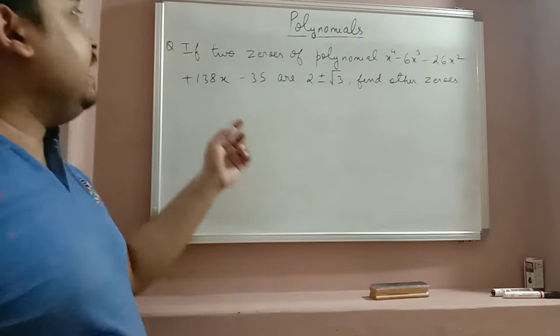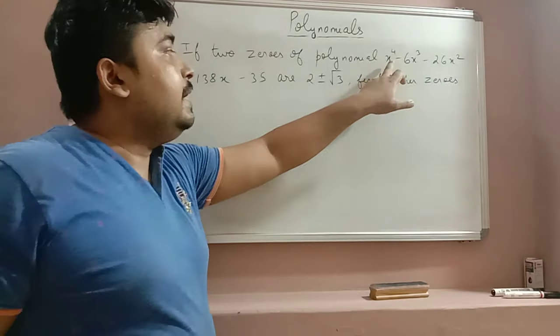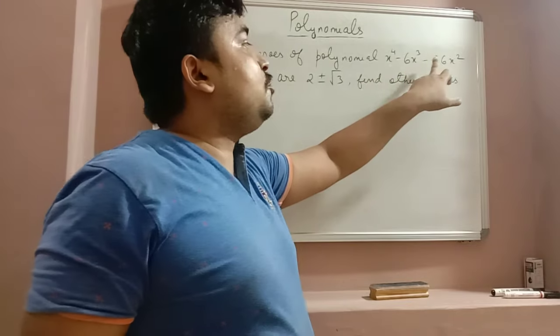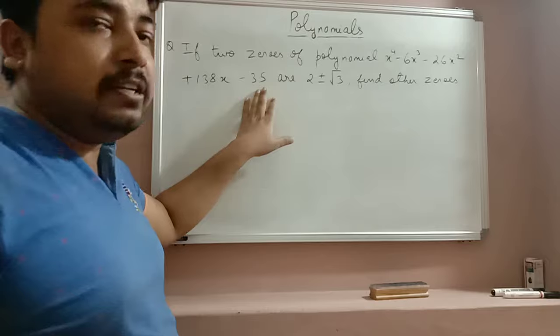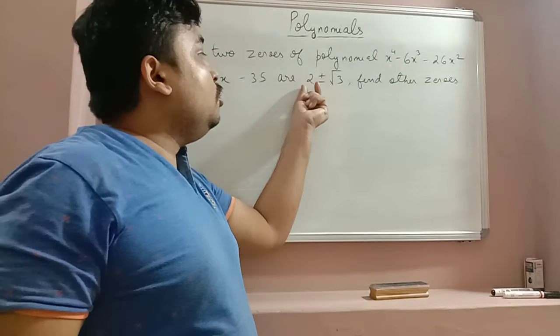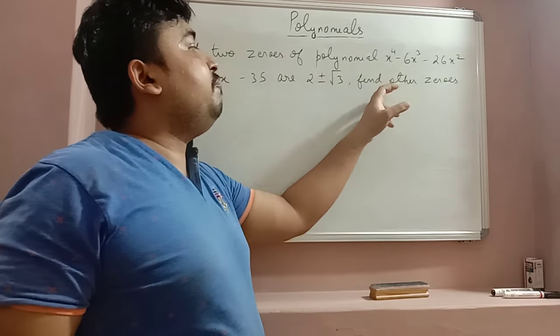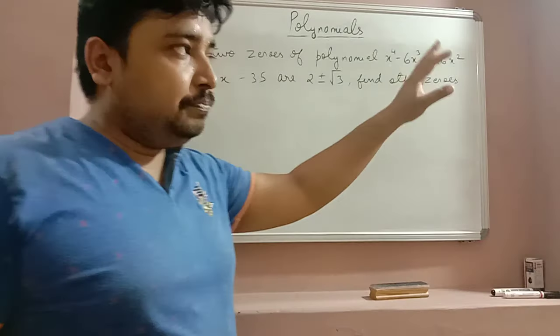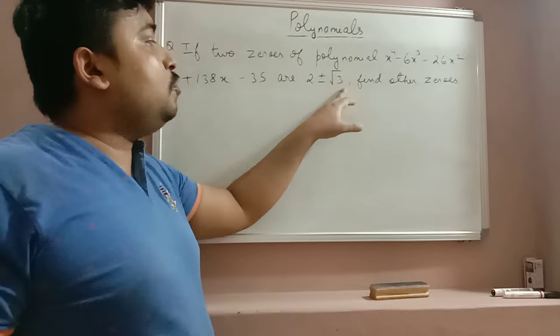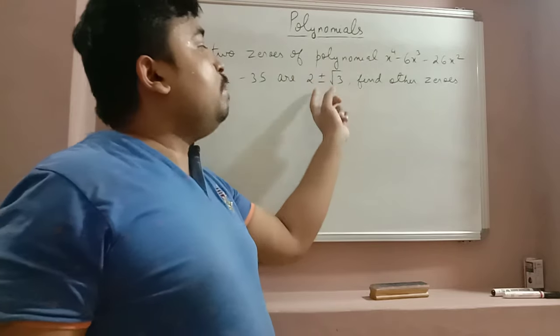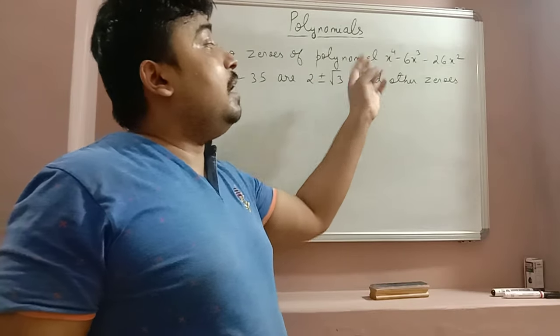The question says that if two zeros of the polynomial x to the power 4 minus 6x cube minus 26x square plus 138x minus 35 are 2 plus minus root 3, find other zeros. So here two of the zeros are given. One zero is 2 plus root 3 and the other zero is 2 minus root 3. I need to find the other two zeros.